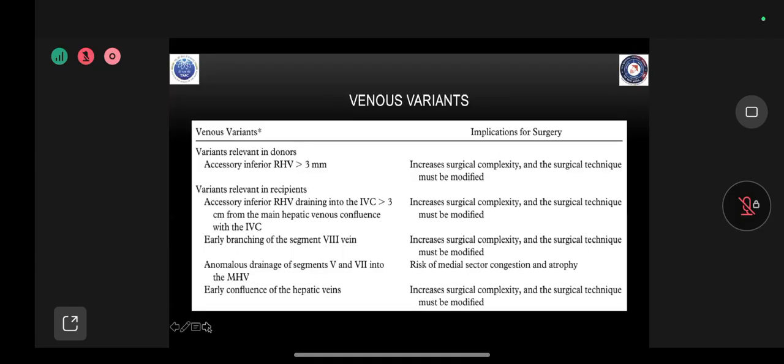Similarly, venous variants, again very important for transplant because they may need to modify the surgical technique, and it increases the surgical complexity. Suppose there is an accessory right hepatic vein which is more than 3 centimeters from the confluence. All this basically adds to your surgical complexities, and this needs careful planning in the preoperative period rather than on table, because you don't have time in transplant to sit and think at that point of time.